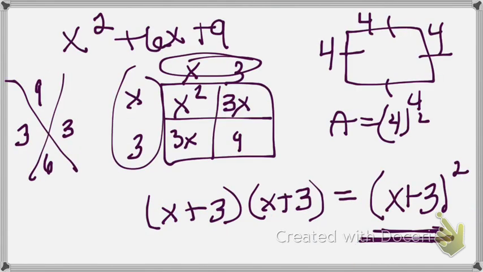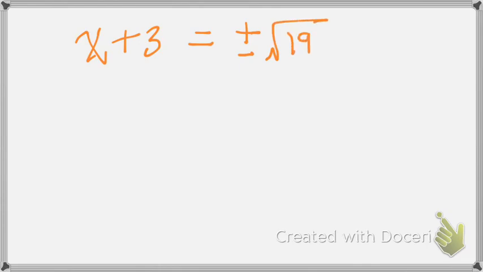I'm going to come over here. I'm going to erase this. x + 3 = ± √19.